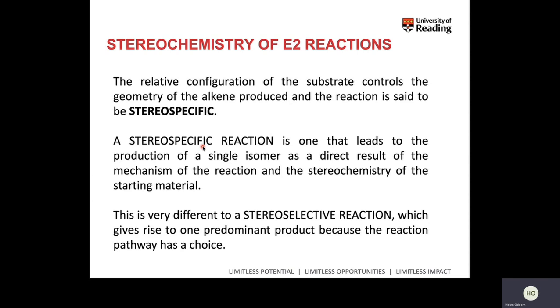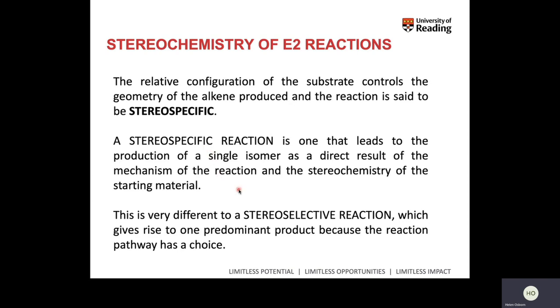So learn this definition. A stereospecific reaction is one that leads to the production of a single isomer of product as a direct result of the mechanism of the reaction and the stereochemistry of the starter material. And this is what we see for the E2 reaction. We will have one isomer of starter material. When it goes to the anti-periplanar arrangement, that will give us one isomer of product.